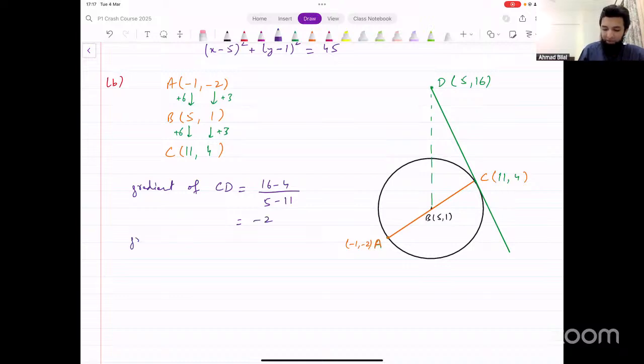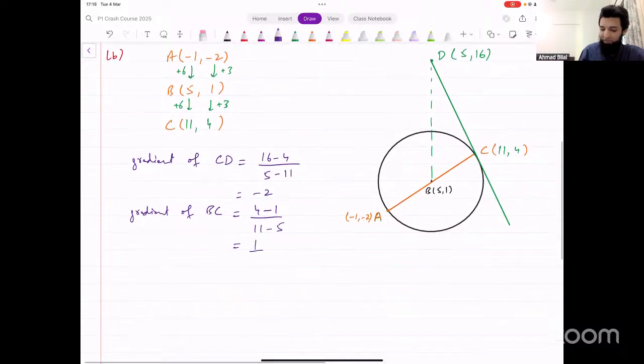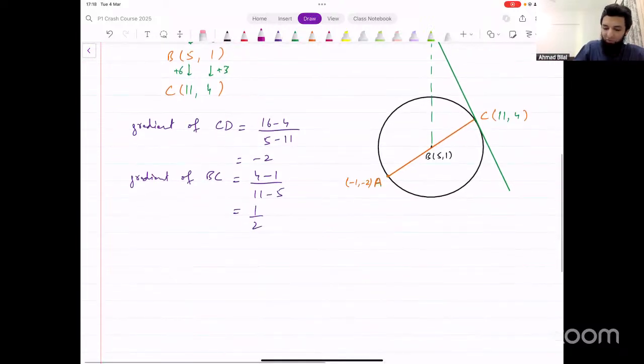And then you find the gradient of the radius, gradient of BC. Let's see what that is. 4 minus 1 divided by 11 minus 5, and that's 3/6, which is 1/2. And that proves that they are perpendicular.